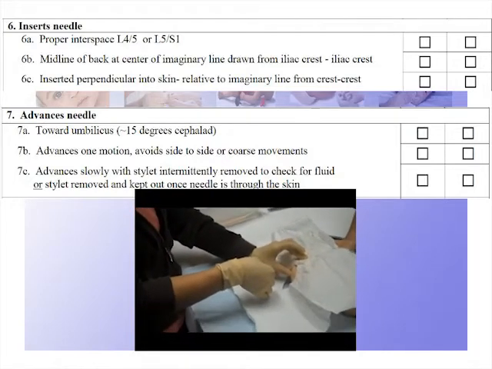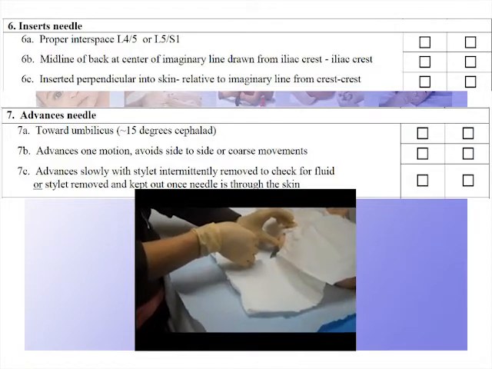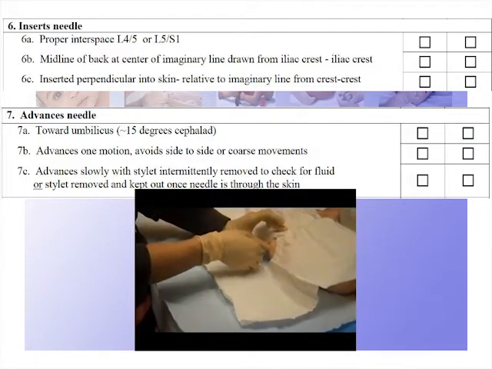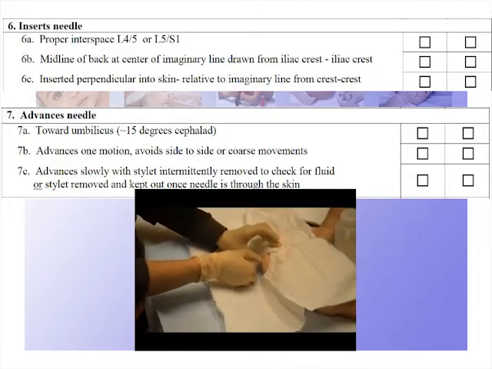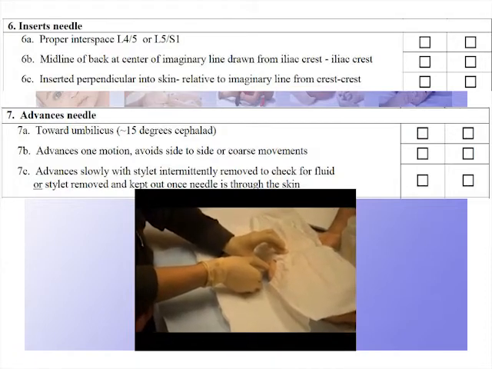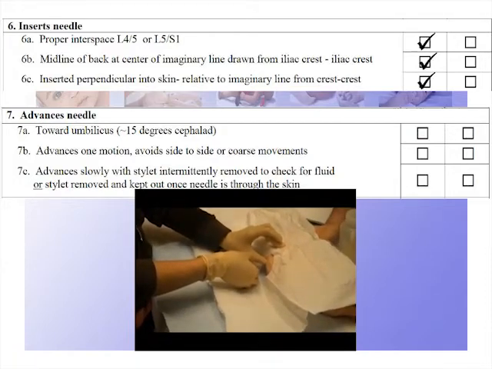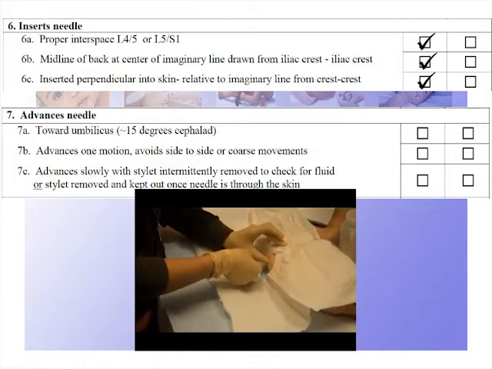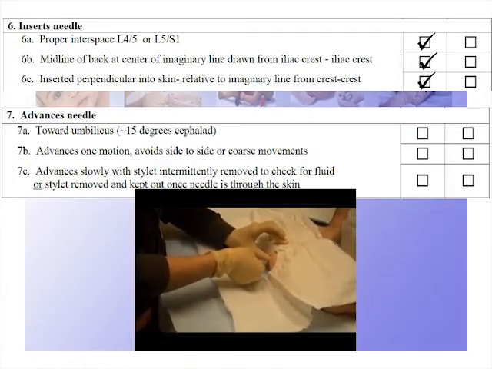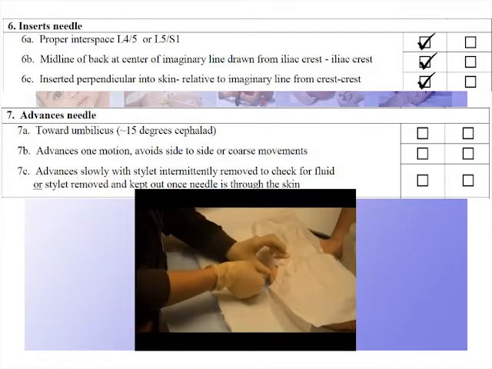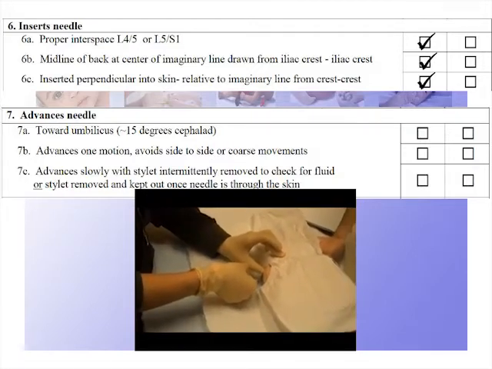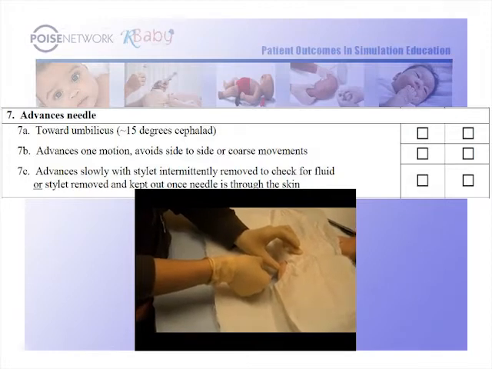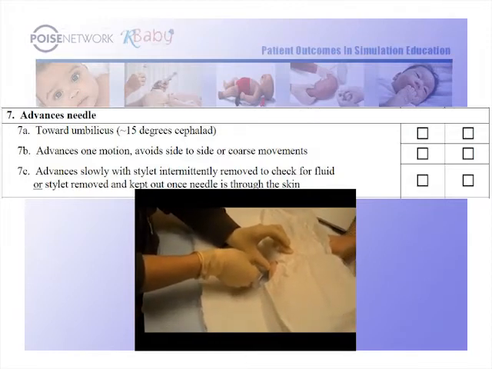Alright, so how are you going to insert it? Like that? Okay. Perpendicular to the skin. And how about your angle? I don't know. I think it's okay. Am I supposed to feel something? Maybe angle it towards the umbilicus a little bit. Yeah, 45 degrees to the head, towards the head. Okay. There you go. That looks good.